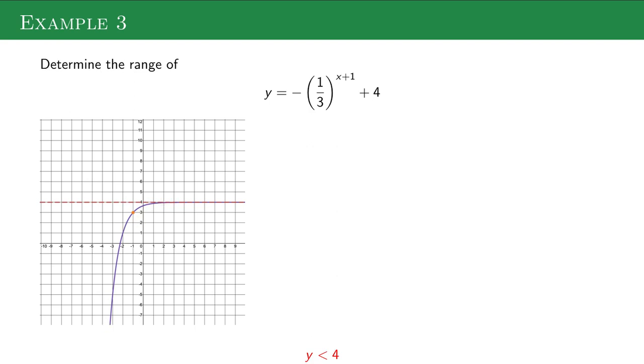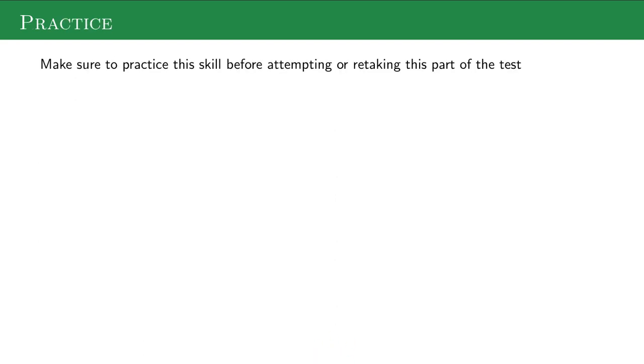So if you find where your asymptote is and just know if you're above or below it, that basically tells you what your range is. All right, so if you can graph, that helps a lot. You can also reason through these a bit. But now you can practice that skill and always know your domain and range of your exponentials.